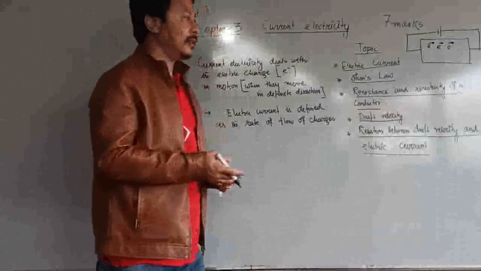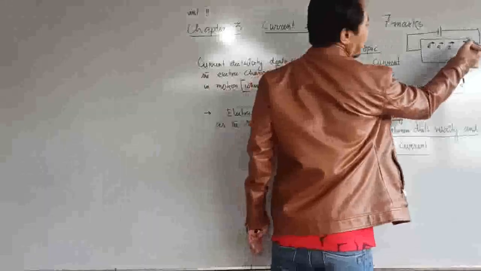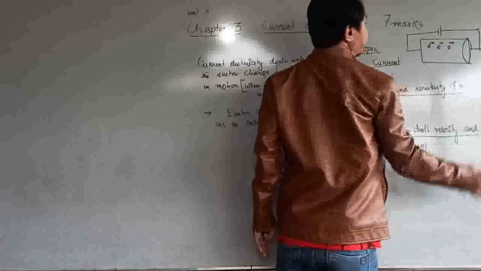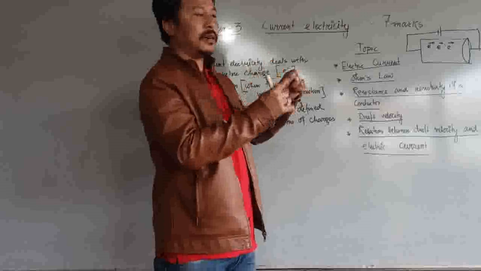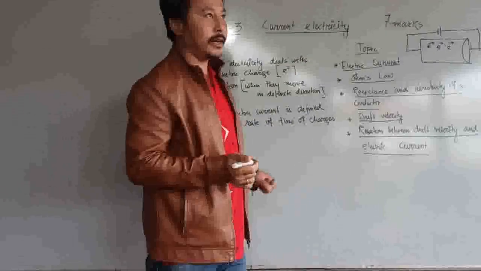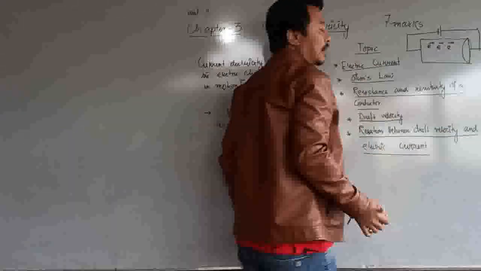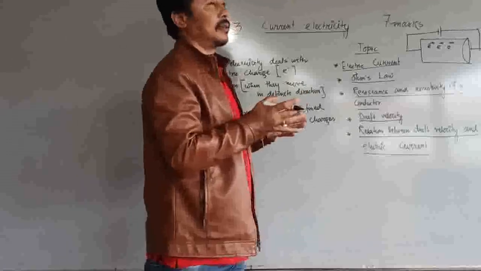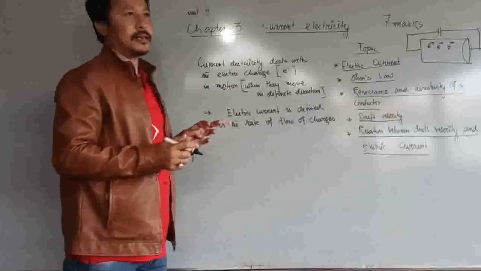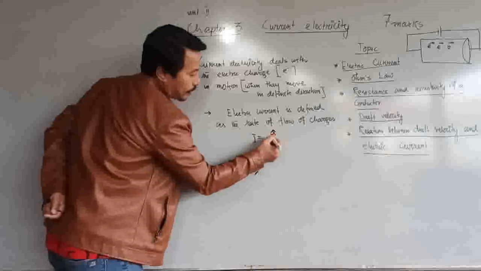That flow of electrons is called electric current. Through the cross section area of a conductor, how much electron has been passing through that cross section area in unit time, that is the electric current. So I is equal to q by t.